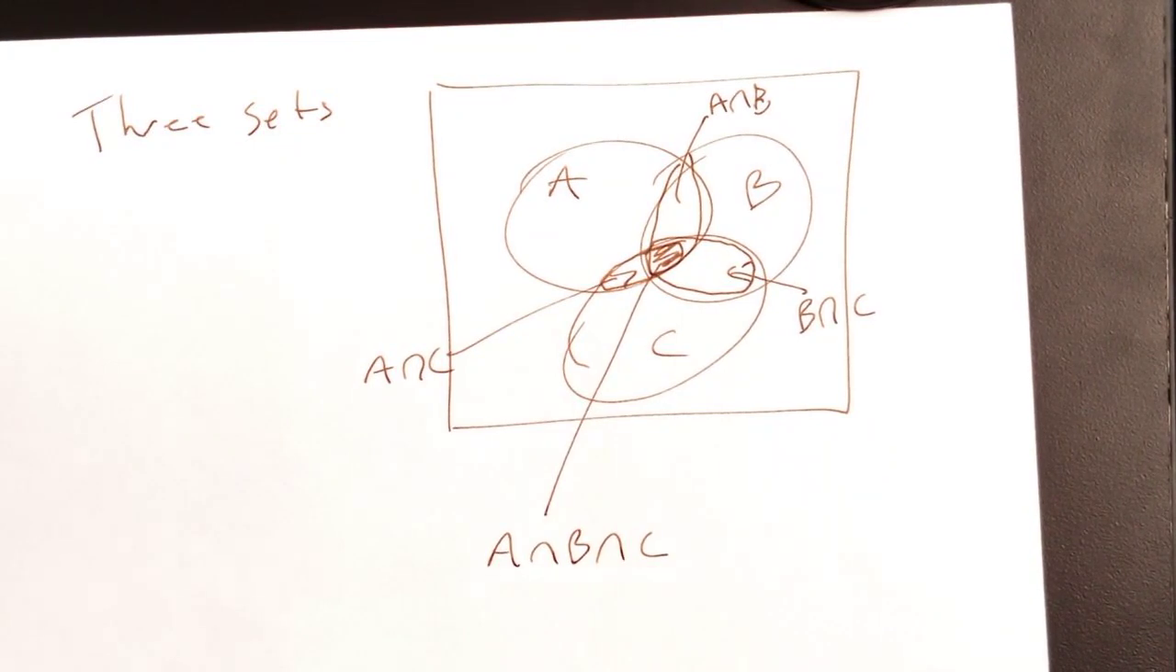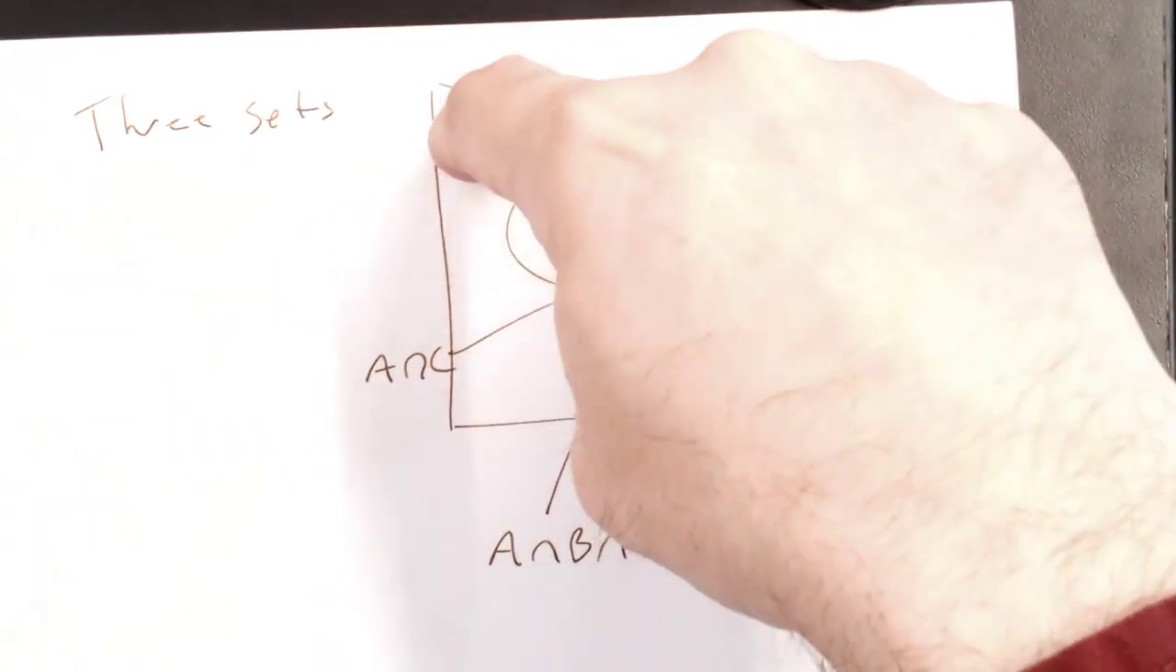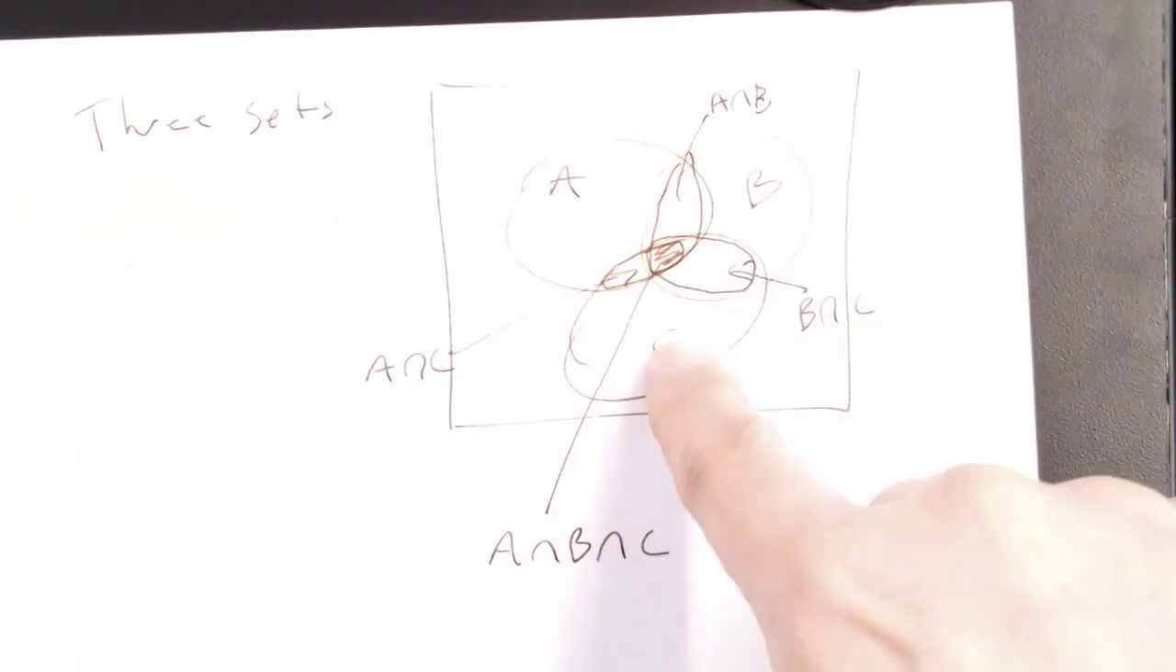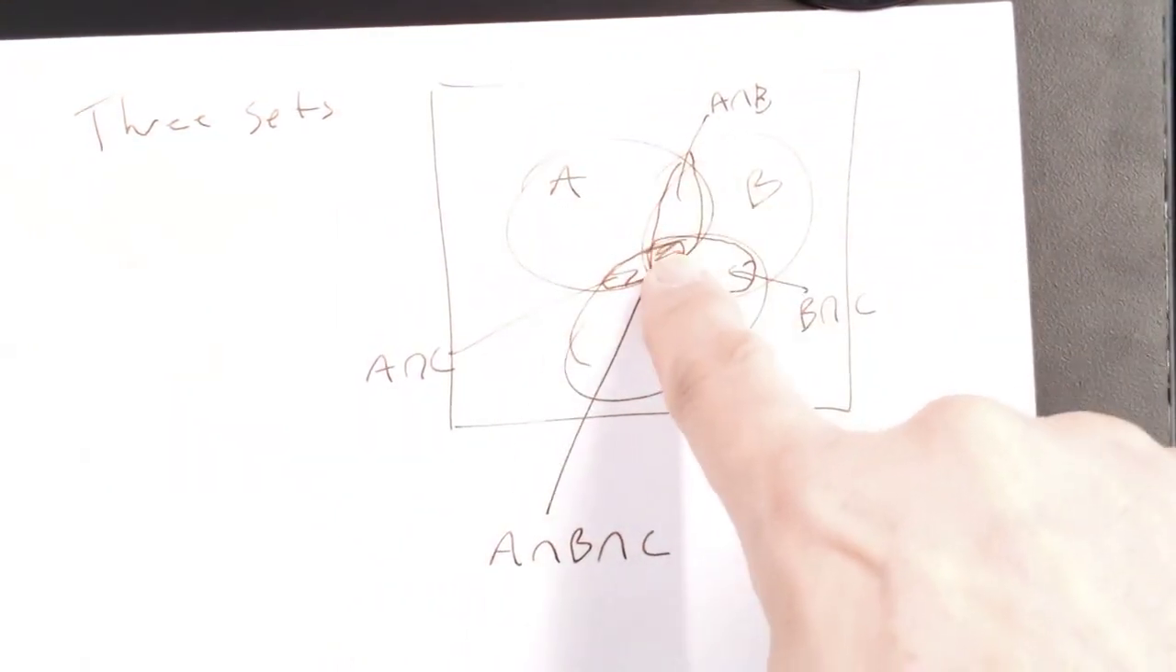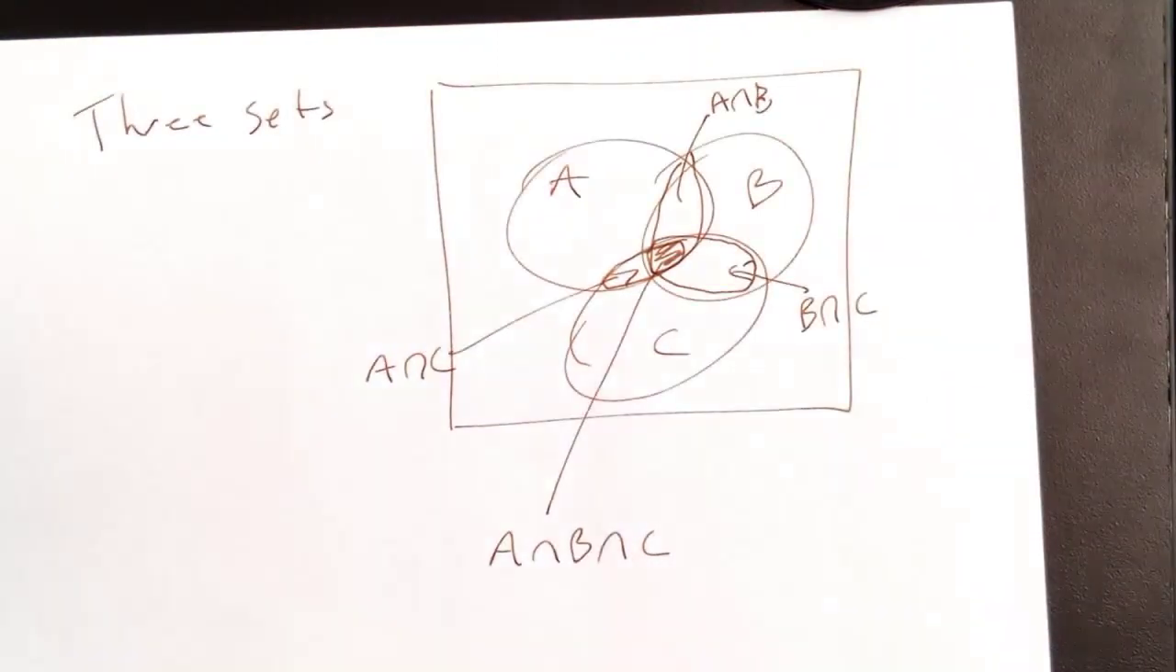So it turns out I've got 3 options, right? I could be part of A, I could be part of B, I could be part of C. Think about the truth table. The truth table would have 3 things, right? And then I would have 8 options. 1, 2, 3, 4, 5, 6, 7, 8. I have them all.